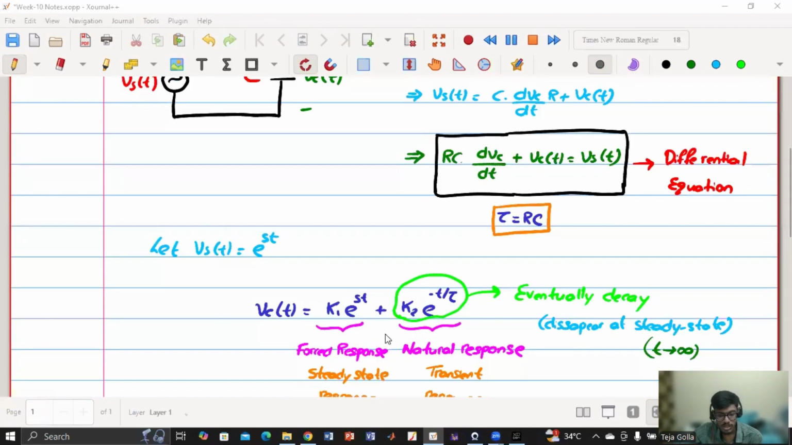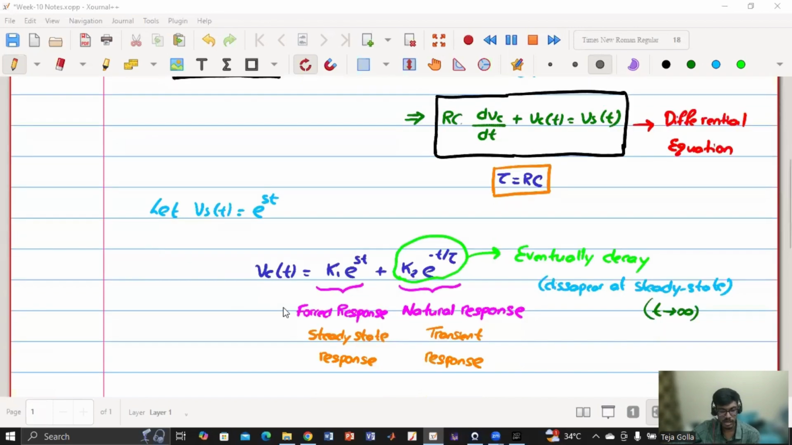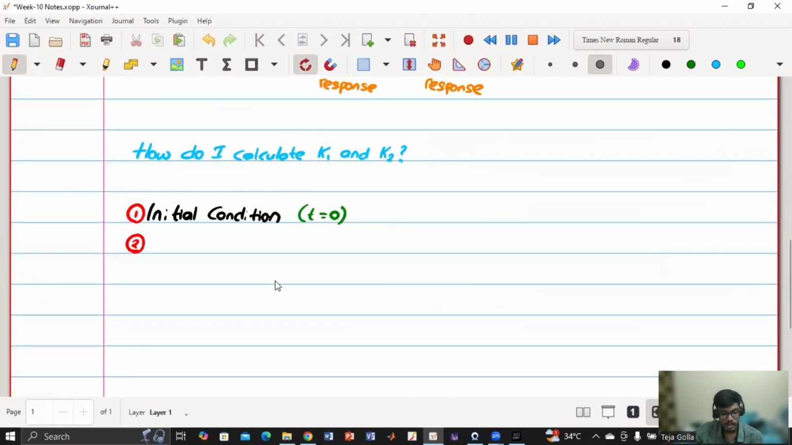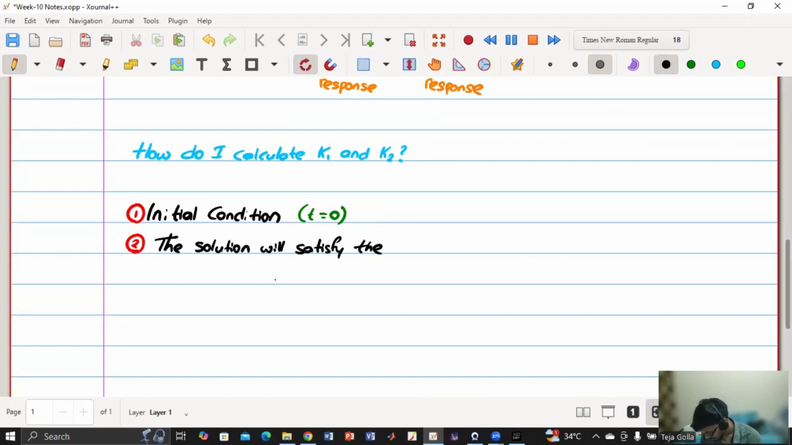So this is the differential equation. Now, because this is a solution, a generalized solution with some gains we have considered, this should satisfy this equation. The solution should satisfy. So now what we are saying, the solution will satisfy the differential equation.